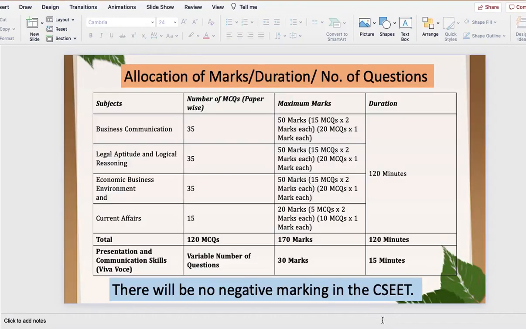Next is the allocation of marks. As I told you, there are 4 papers. Business communication has 35 questions: 15 questions of 2 marks and 20 questions of 1 mark. Similarly, legal aptitude and logical reasoning has 15 questions of 2 marks each and 20 questions of 1 mark each. Similarly, economics and business environment has 15 questions of 2 marks. So every question makes a lot of difference, guys. Current affairs has 5 questions of 2 marks and 10 questions of 1 mark.